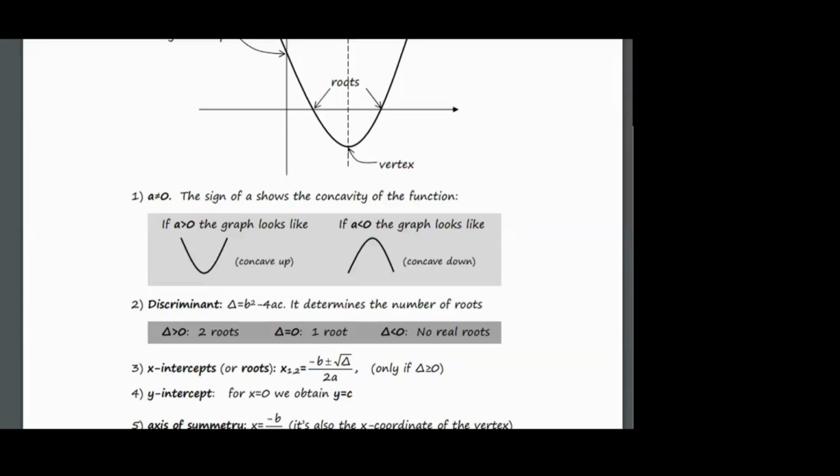Is the second point clear? We'll calculate the b square minus 4ac and see if it is positive, I have two distinct roots. If it is equal to 0, I have one repeated root, double root. And when it is negative, I don't have any real root.